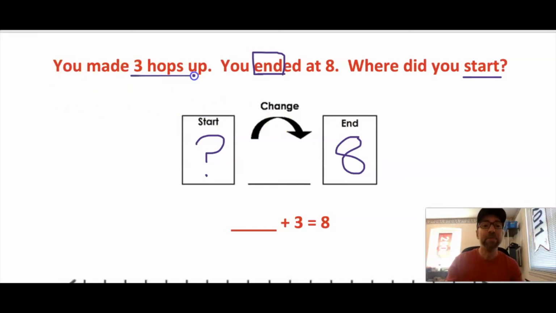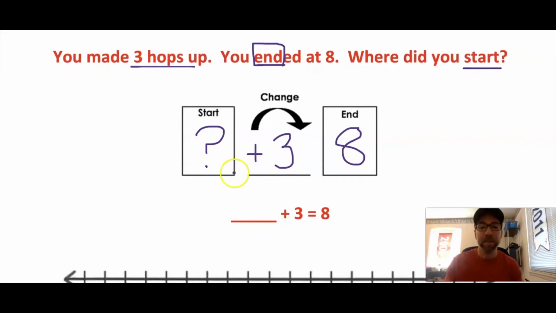You made 3 hops up. The hops are the change. You can even see the little hop here, right? So if we made 3 hops up, that means plus 3. Well, look at this number model. Missing number plus 3 more equals 8.